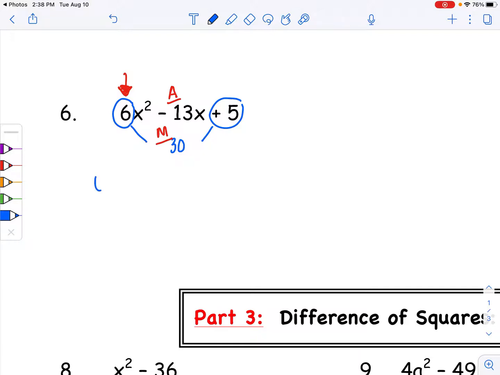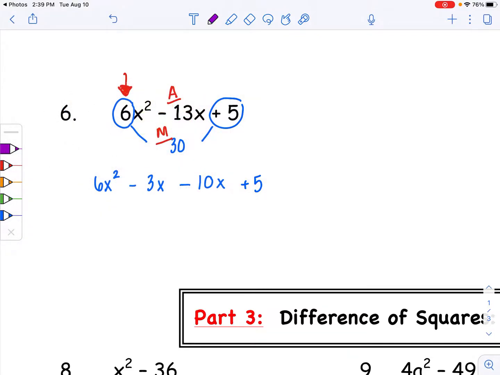I am splitting that middle term. So 6x squared stays, the plus 5 stays, and now I'm breaking up this term into 2. Split the middle. Well, what terms multiply to 30, add to negative 13? Well, that's negative 3x and negative 10x. The order does not matter.